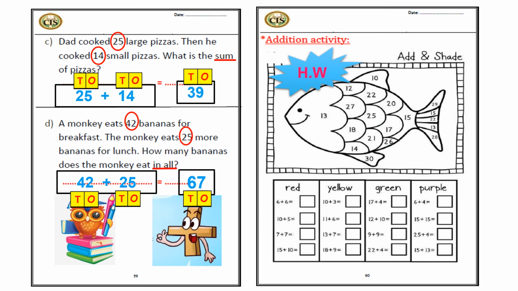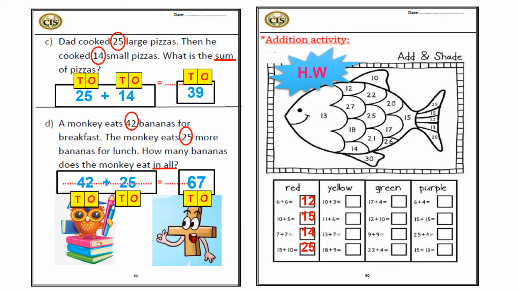Page number 60, addition activity. Okay, we have here in the table 6 plus 6 equals 12. 10 plus 5 equals 15. 7 plus 7 equals 14. 15 plus 10 equals 25. So you can color these numbers by red color.